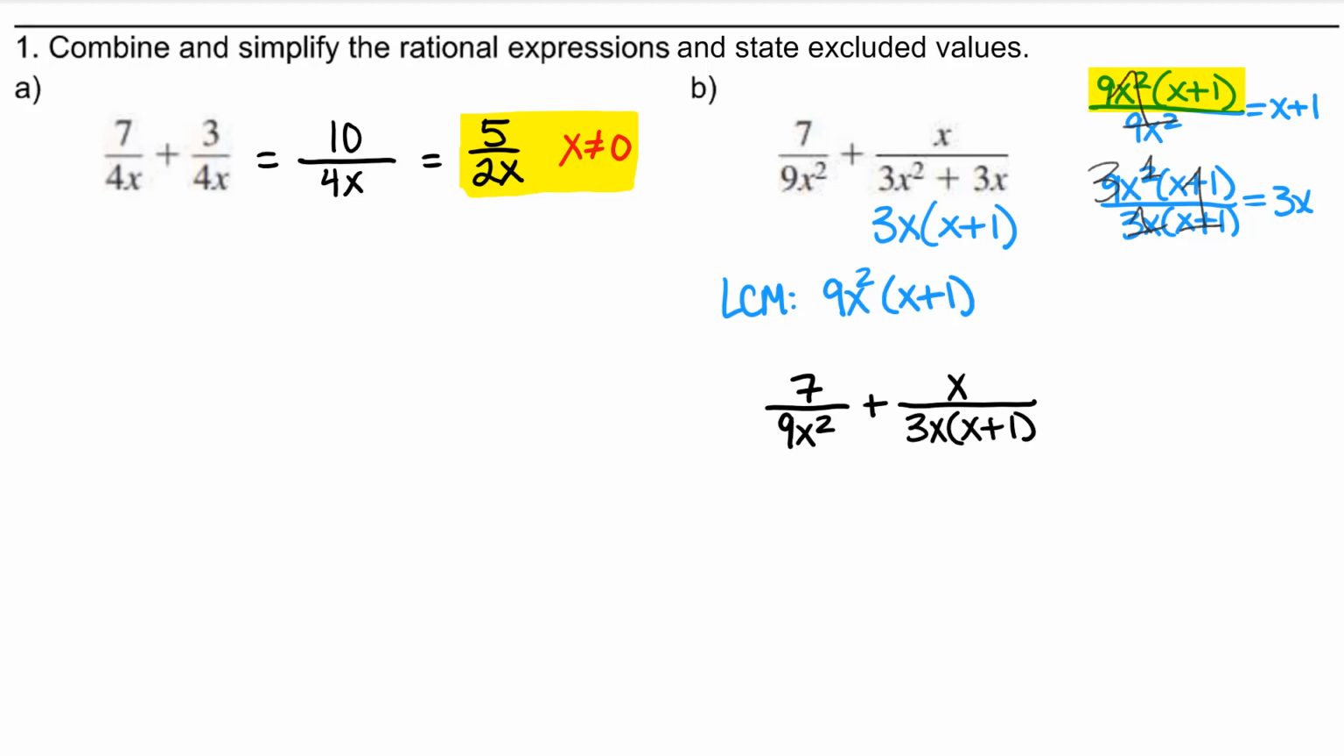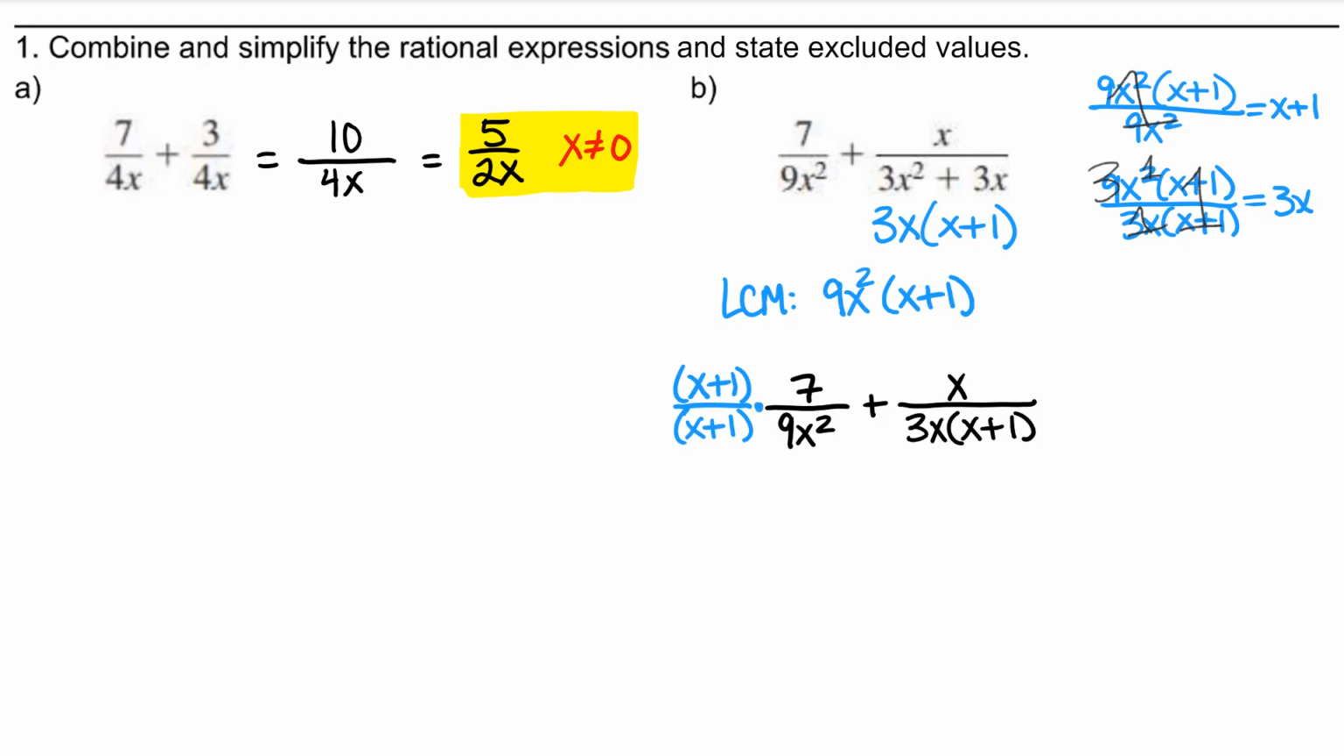When I divided the LCM by 9x squared, I got x plus 1. So our first fraction is missing x plus 1 in its denominator. I'll multiply the denominator by x plus 1, but in order to do that, I must multiply the numerator by x plus 1 because this is an expression. We cannot change an expression, we can simply rewrite it. We are not changing this expression because we are simply multiplying by a special form of the number 1.